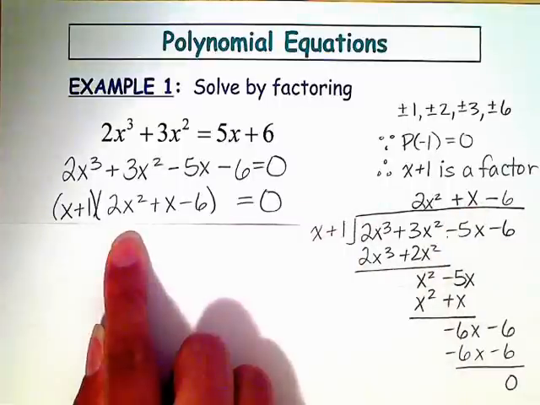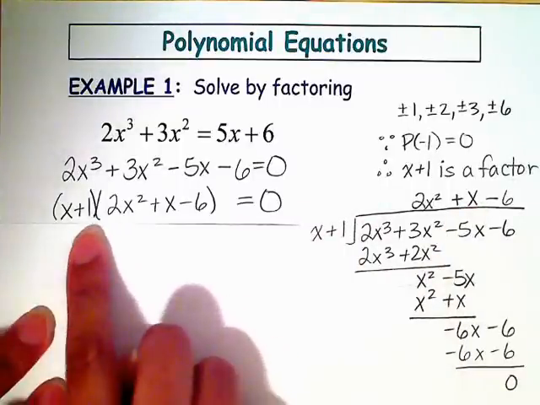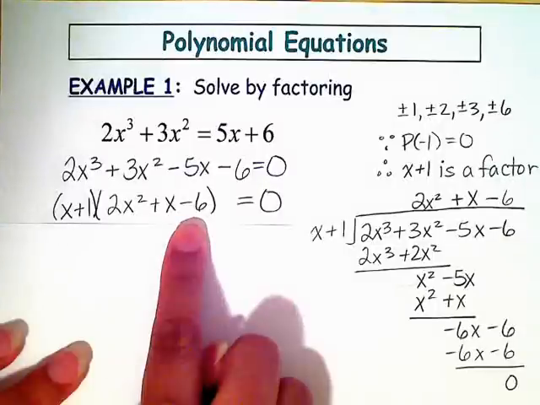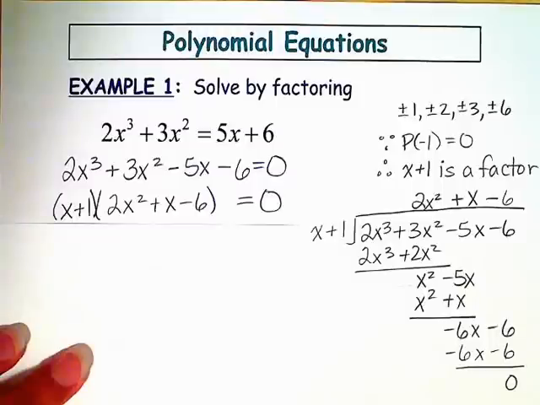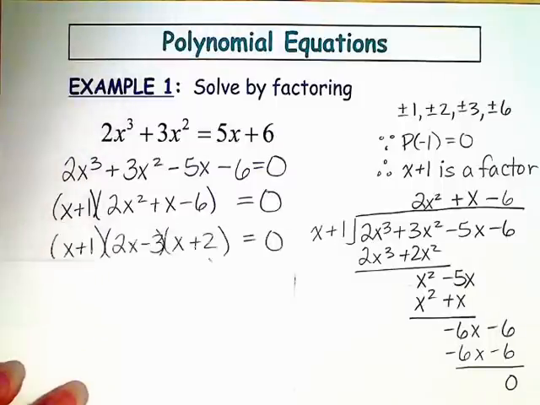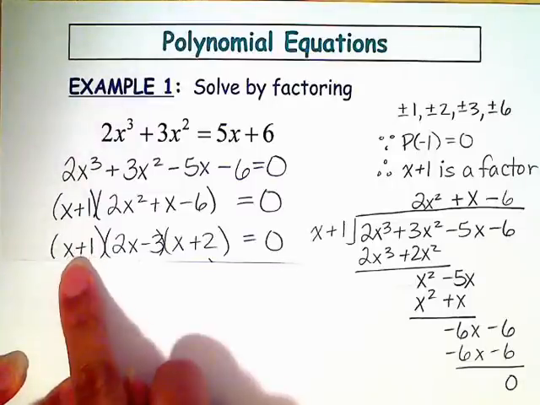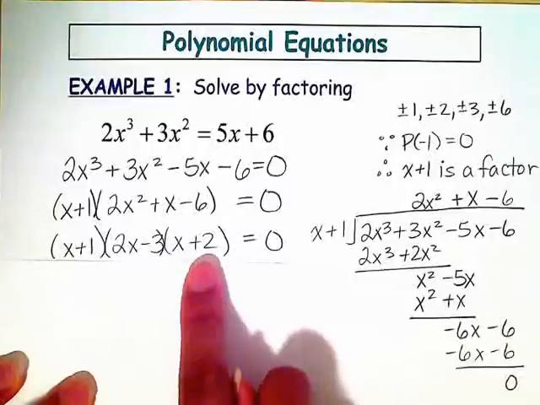And so it's almost completely factored. I still have a quadratic trinomial inside the brackets. If I factor that like a complex trinomial, like I've done since grade 10, then I get the factored form of the cubic equation that I had. My three factors are x plus 1, 2x minus 3, and x plus 2.